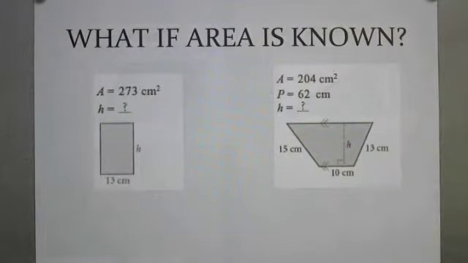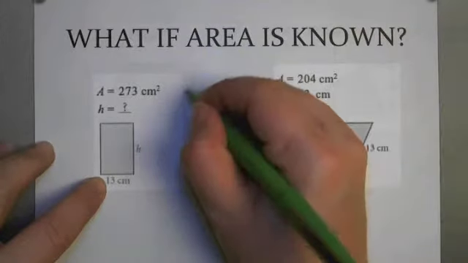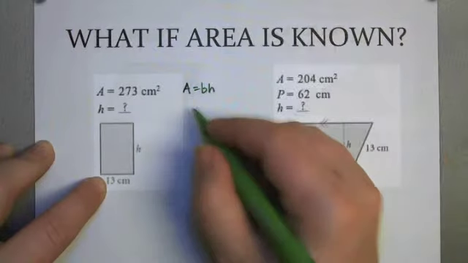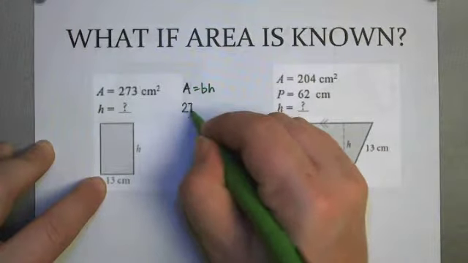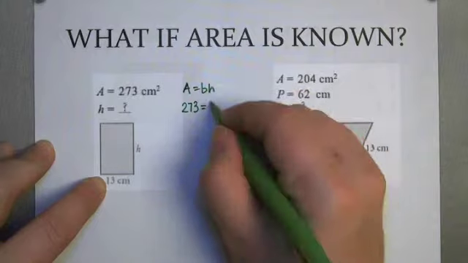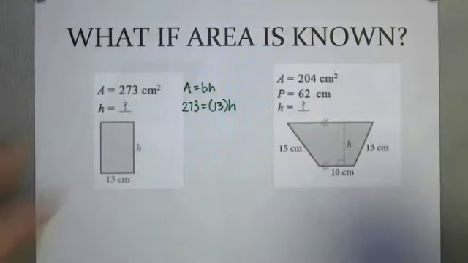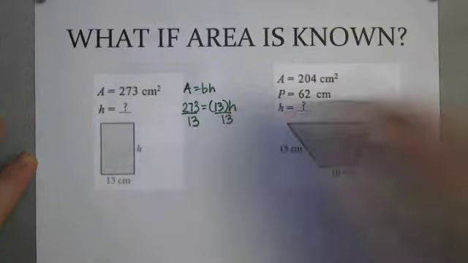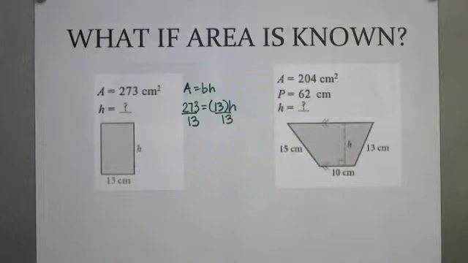Okay, so sometimes we're going to know the area and we need to find the parts. So we have 2 figures here. One's a rectangle, one's a trapezoid. Let's start with the rectangle. Because it's a rectangle, we know we're going to use the formula area equals base times height. Fill in what you know. We know the area is 273. We know the base is 13. We don't know the height. Well, now we've got it set up like a good algebra problem. So what we need to do is solve for h. So we'll divide by 13. So put that in your calculator.